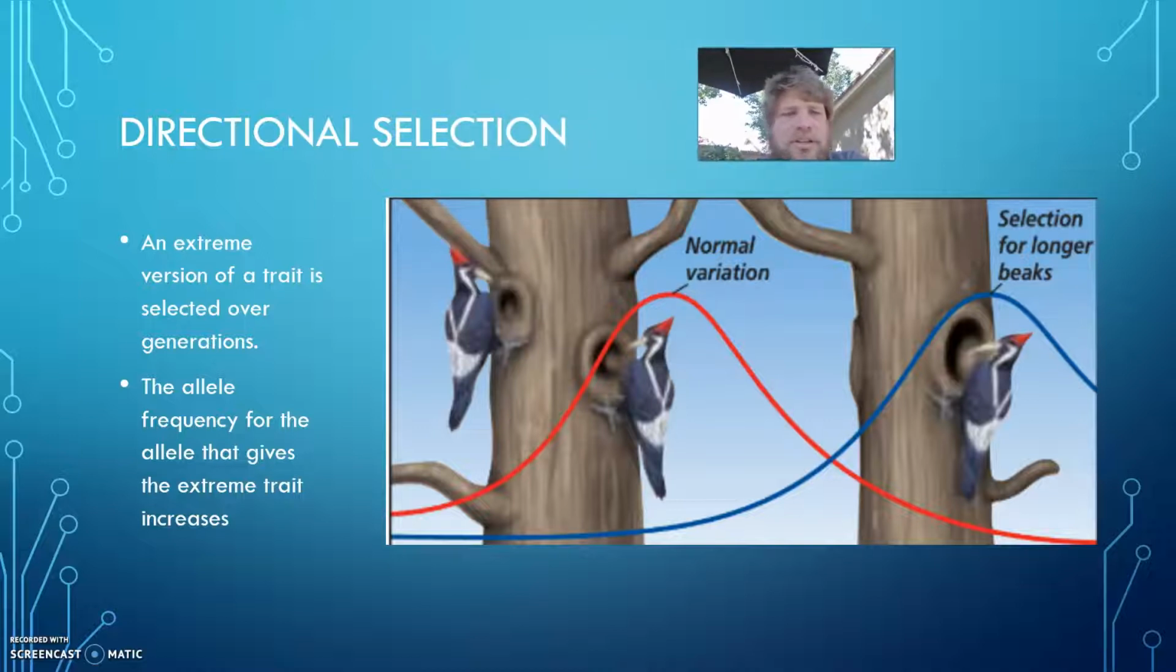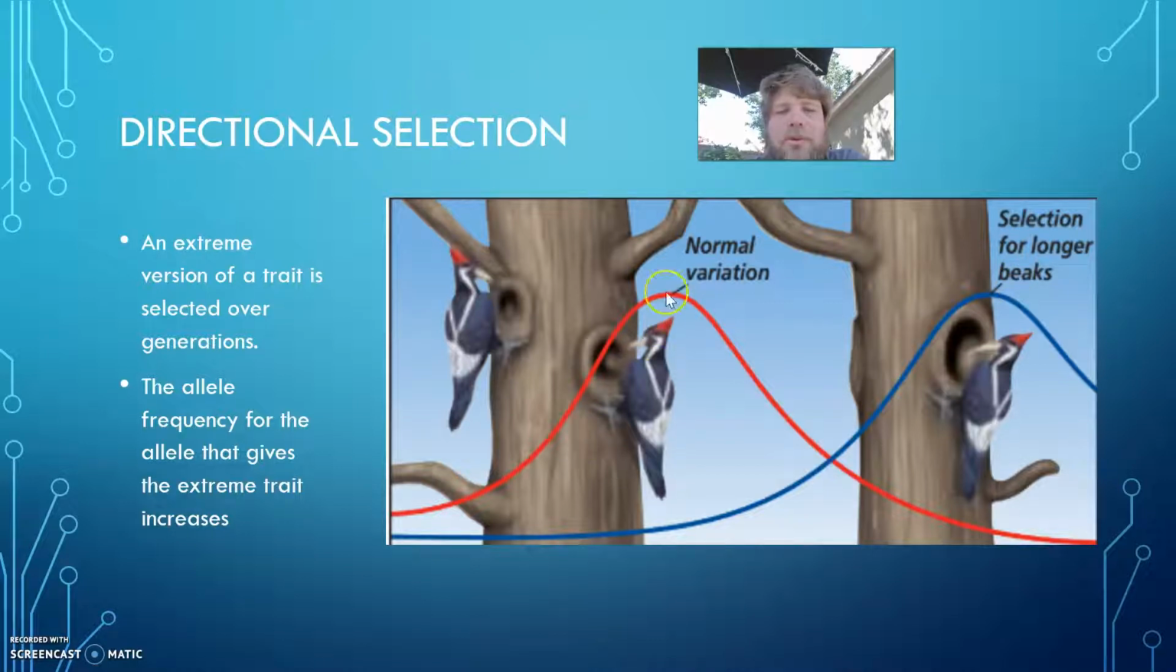Now, in directional selection, you have one extreme version of a trait that gets selected over generations. So the allele frequency for the allele that gives the extreme trait increases. And so you often see this, and this is the textbook picture. You see graphs, like two lines. So you have a normal variation, that's a normal bell curve, and then a shifted one.